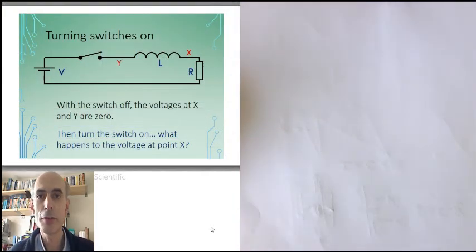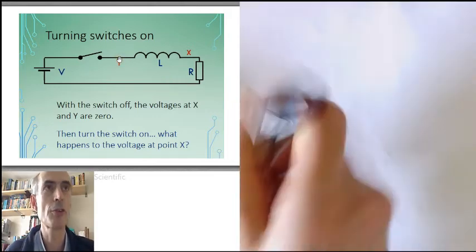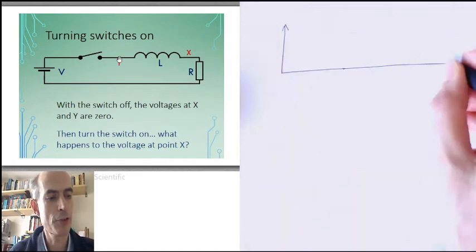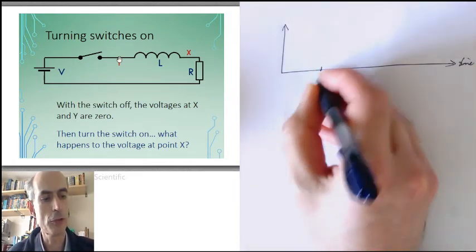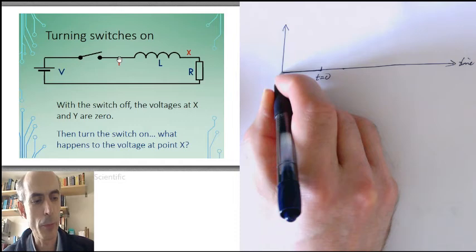What about inductors and this circuit? Well, once again, before the switch is closed, we'll have no current flowing round this circuit at all. Therefore, there is no voltage across this resistor. The current through the inductor is not changing, it's just 0 all the time, therefore there is no voltage across the inductor either, so both X and Y will be at 0. So if we were going to plot a graph of the voltages against time, for all values of time before 0, the voltage at both X and Y would be 0.